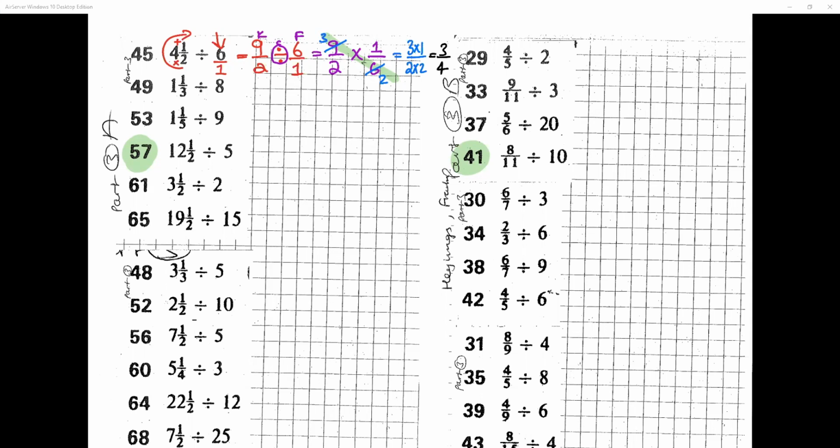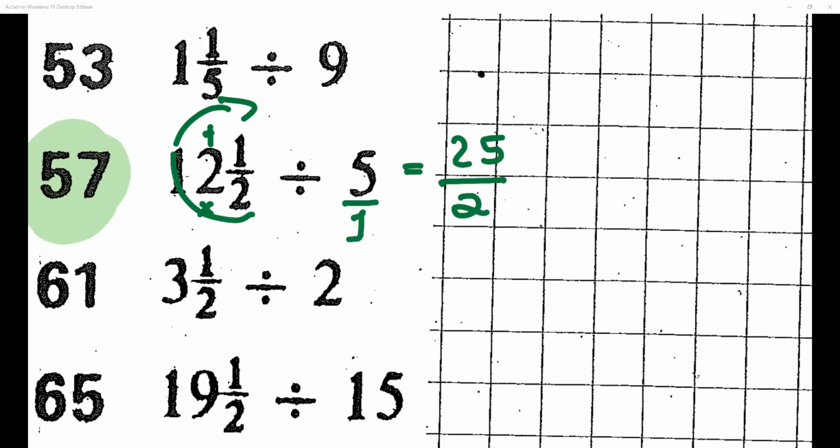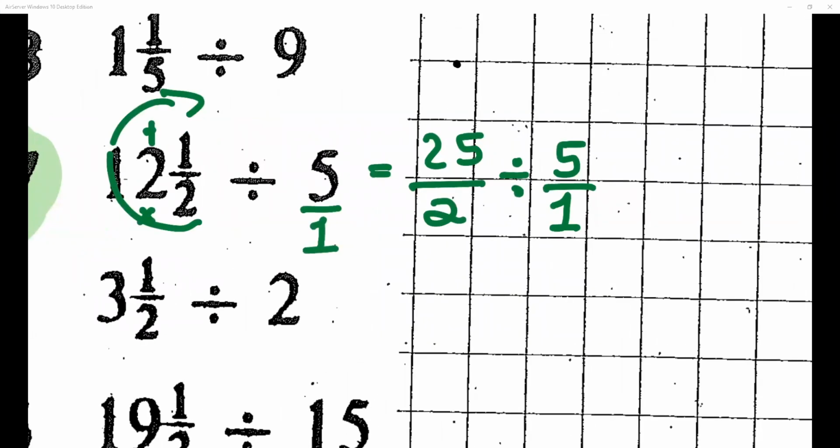Sara, unmute. For question 57, you have to change the mixed fraction into a top-heavy fraction. So 12 times 2 is 24, and you have to add the 1, which is 25. So it'll become 25 over 2, and then you write divided by, and then 5 over 1. Okay, why have you written 5 over 1? Why did I change the whole number into a fraction? Because when you flip it upside down, we don't have a number on the top. It has to have a number on the top when you flip it.